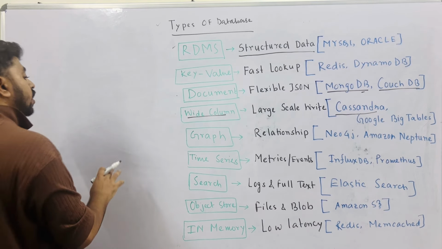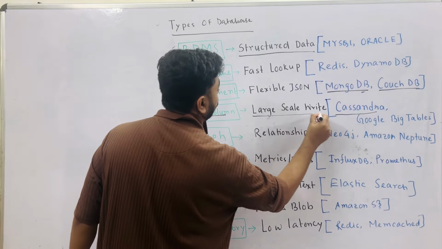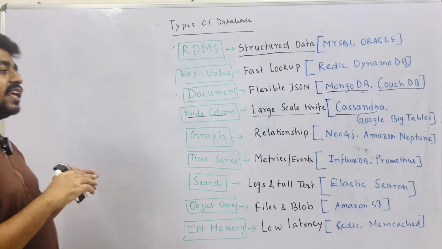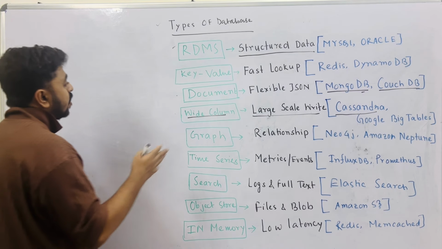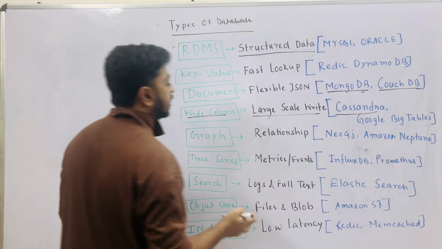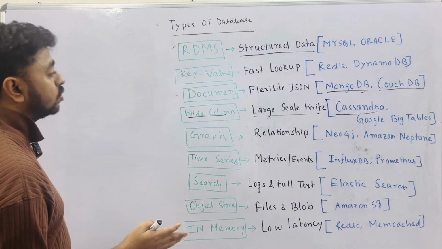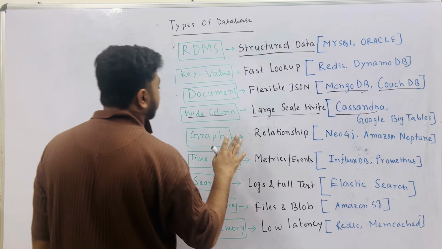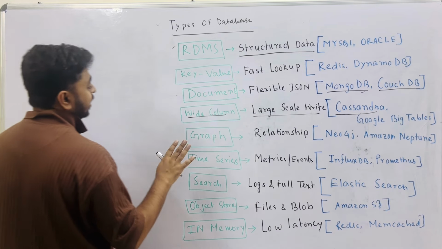And the use case of a wide column database is large scale writes, where you need very heavy write applications. There you have to use Cassandra or Google Bigtable as the database, so that it can give very high throughput in write operations.